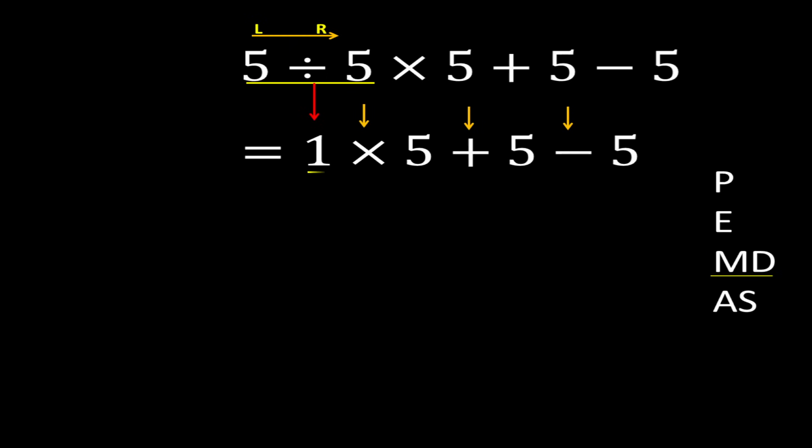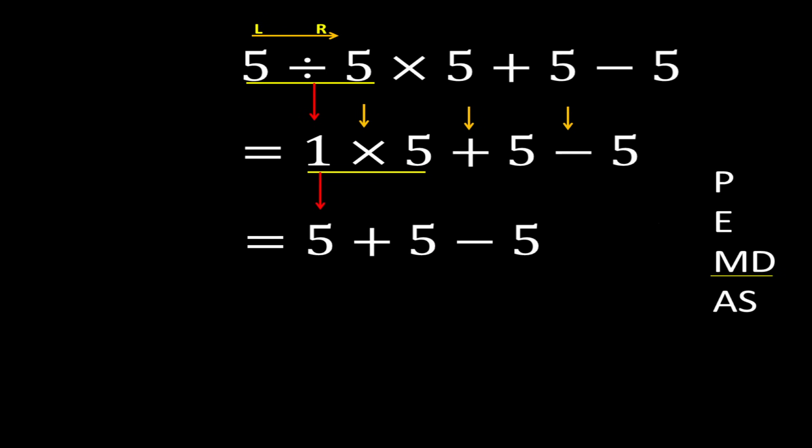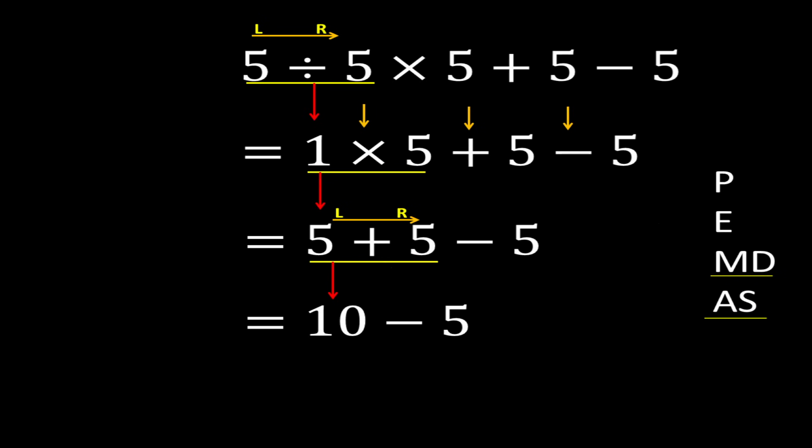Okay. So now 1 multiply 5 is equal to 5. So the expression becomes 5 plus 5 minus 5. Now addition and subtraction both have equal priority, so we solve from left to right. First we solve this addition. 5 plus 5 is equal to 10. So now the expression becomes 10 minus 5.